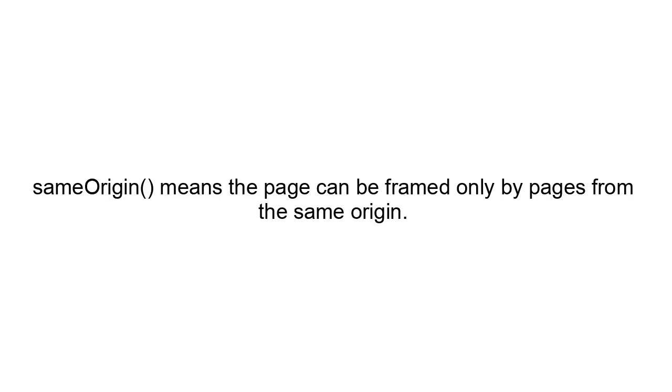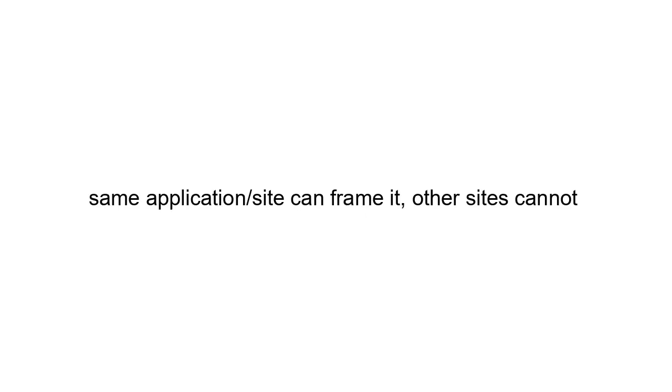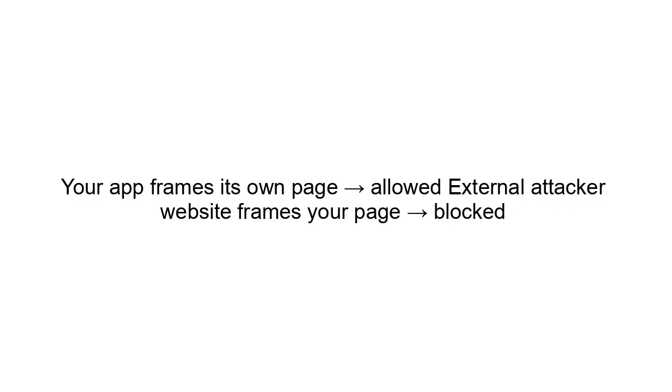Why sameOrigin can be better? SameOrigin means the page can be framed only by pages from the same origin. In simple terms, the same application or site can frame it. Other sites cannot. Example concept: your app frames its own page means allowed. An external attacker website frames your page means blocked. So this is often safer than completely disabling frame protection.